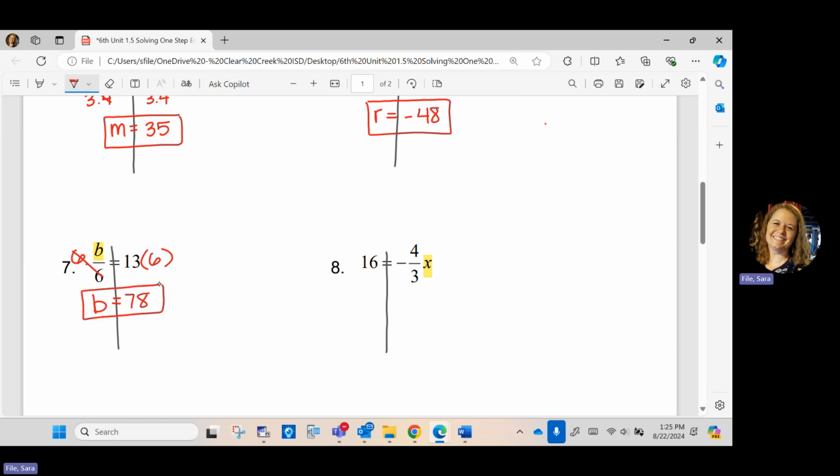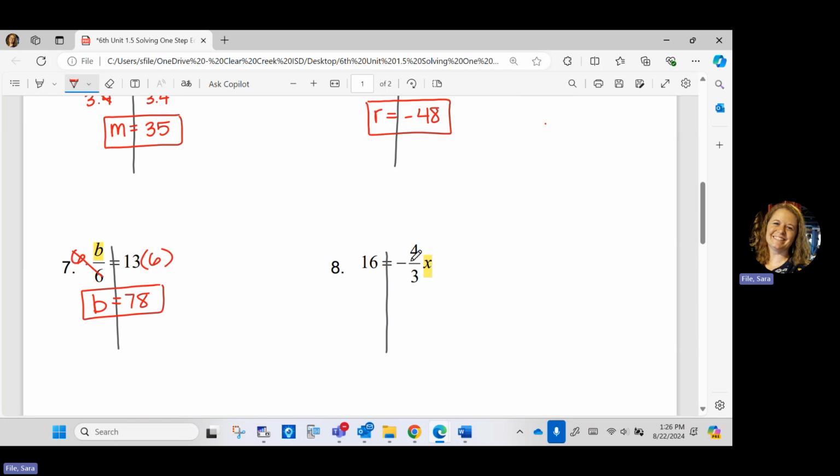Now 8 is where it gets a little tricky sometimes. I know this says solving one-step equations, and yes, we can do this in one step written, but when you go to do this in your calculator, it's actually going to be 2 steps because you have a numerator and a denominator of this fraction that you need to get rid of.